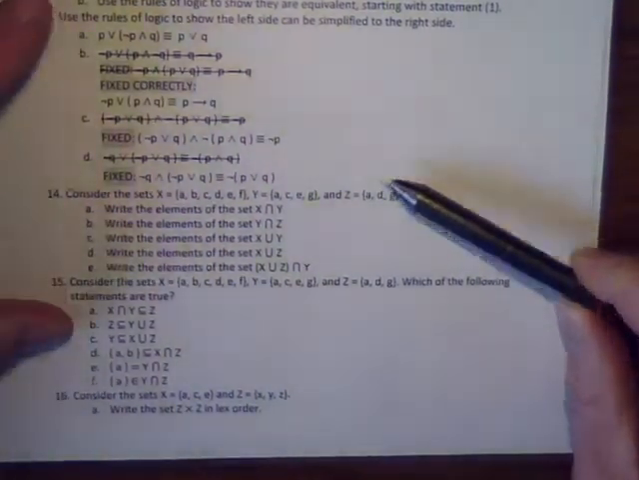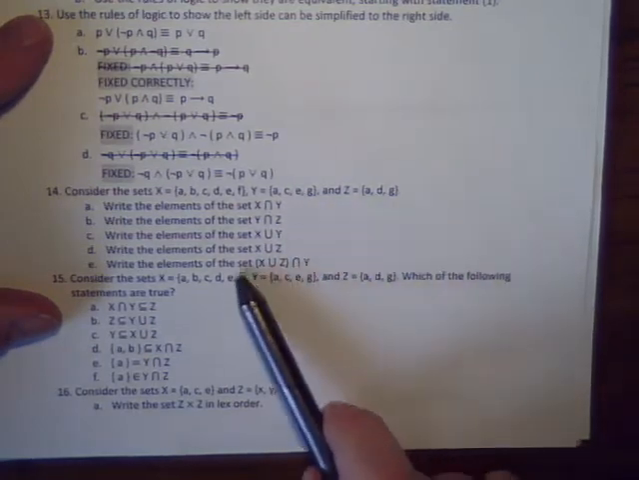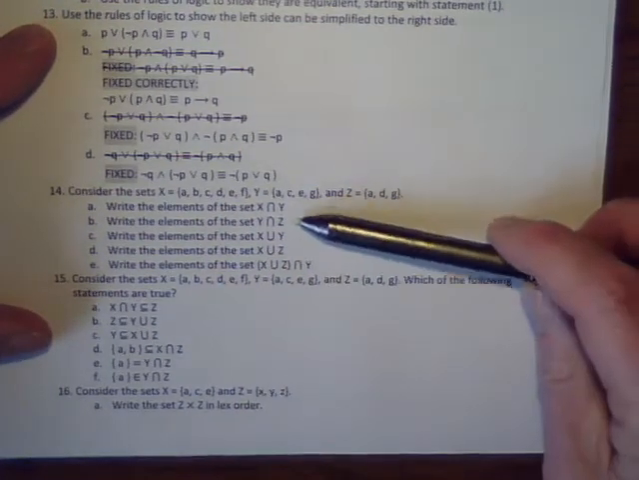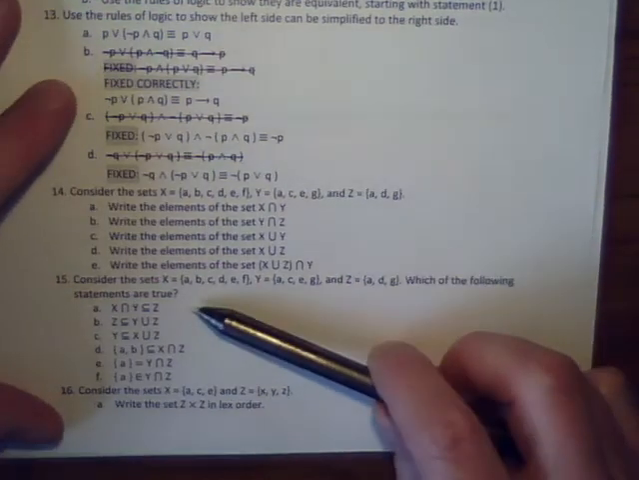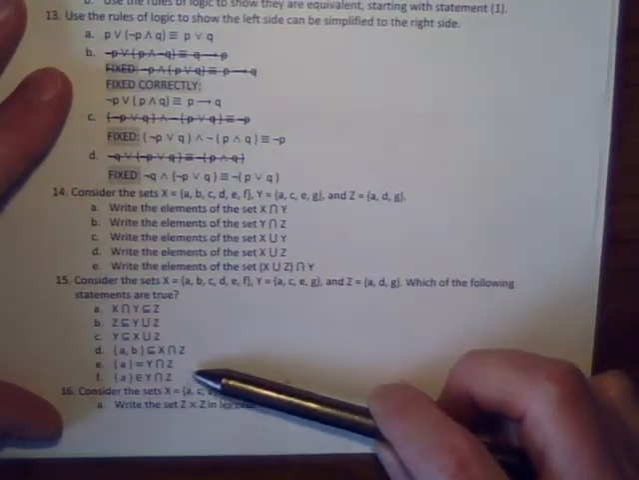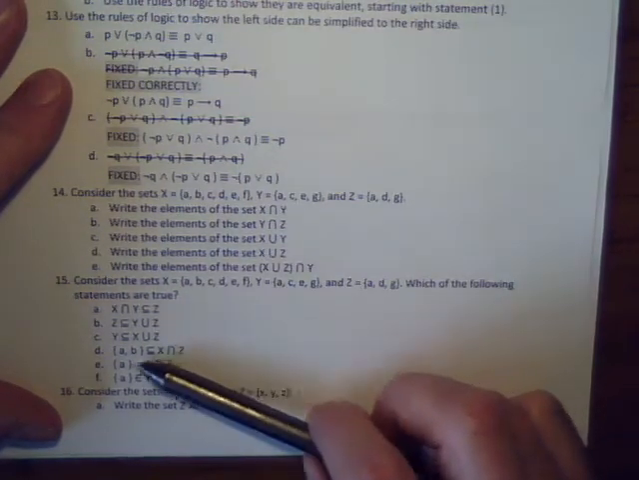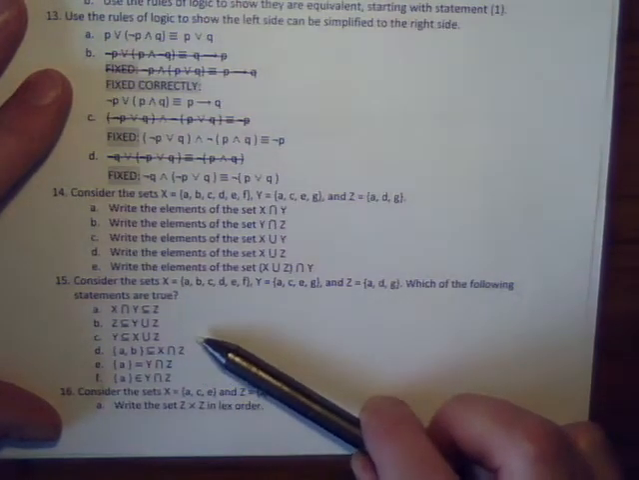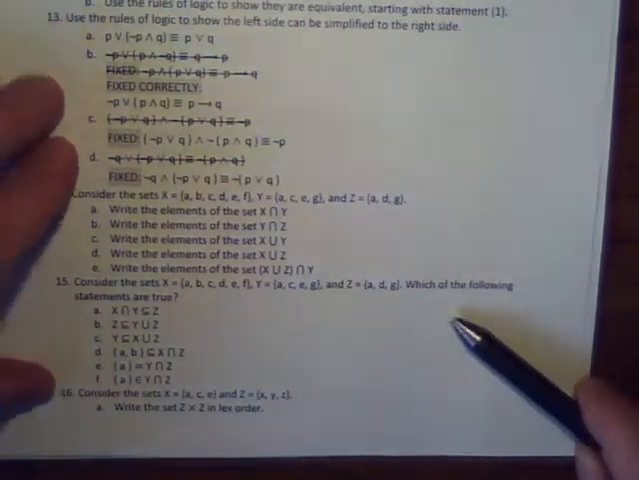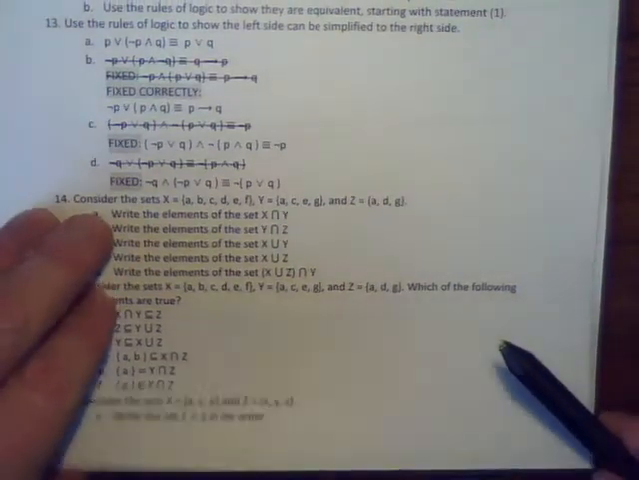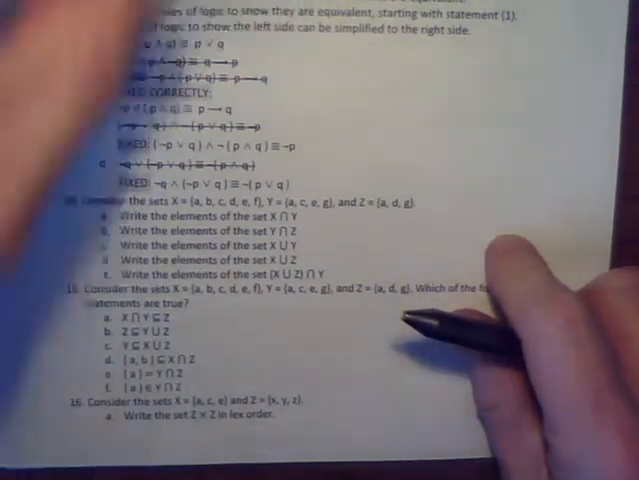In 14 and 15 I'm giving you some sets, X, Y, and Z. Actually they're the same sets. And in 14 I'm asking you to write out the elements of various intersections and unions. And in 15 I'm asking you to tell me whether or not these statements are true, which are statements about various intersections and unions being either equal to each other or subsets of each other, that sort of thing. We'll see how far I get. I'll start with 14 though.